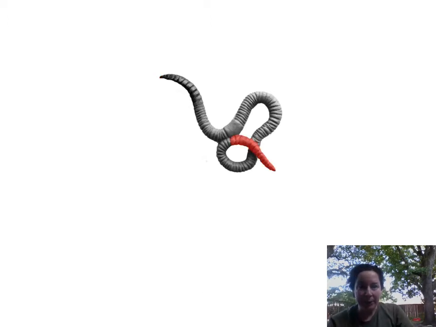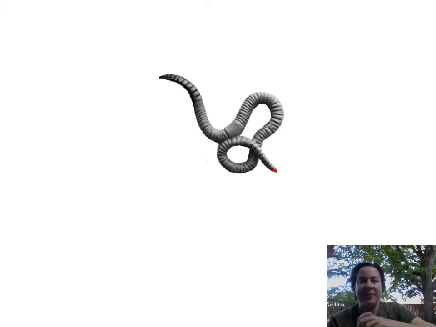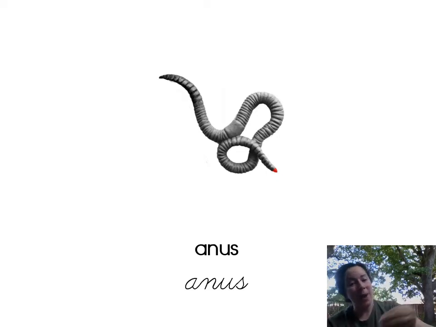The worm also has a posterior. Posterior is what we would call the tail end of the worm's body. And within that posterior is the anus. That is the end of the digestive system of the worm. And there is where the body waste comes out.